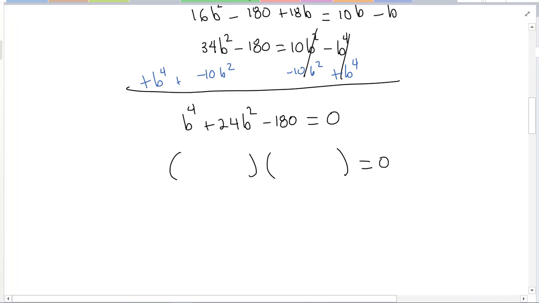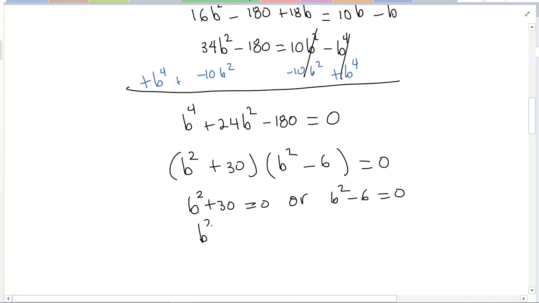And so two numbers that multiply to negative 180 and add up to 24. And just from my knowledge of trig, I know that 180 is 30 times 6. So let's try that. So b squared plus 30 and then b squared minus 6. So yeah, 30 times 6 is 180 and 30 minus 6 is 24. So this one works. And use the zero product property. So b squared plus 30 equals 0, or b squared minus 6 equals 0.